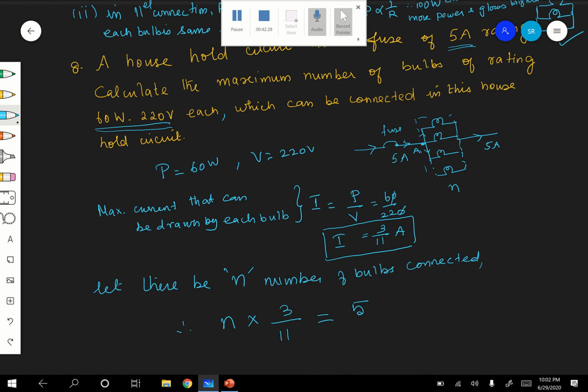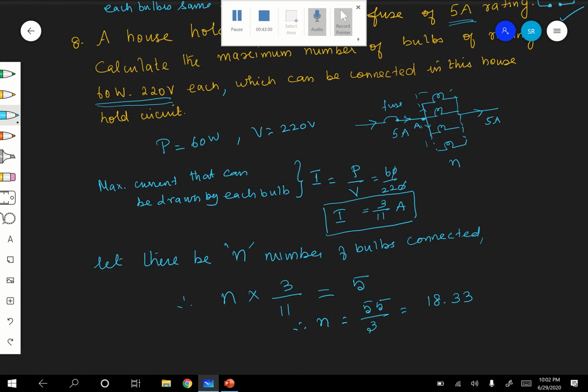Therefore, this current is divided equally into n bulbs. Each bulb can withstand only 3 by 11 amps. Hope you are following. Therefore, what is n? n is equal to 55 by 3. 55 by 3. Is it clear? Therefore, 55 by 3 means it is around 18.33, but leave it.